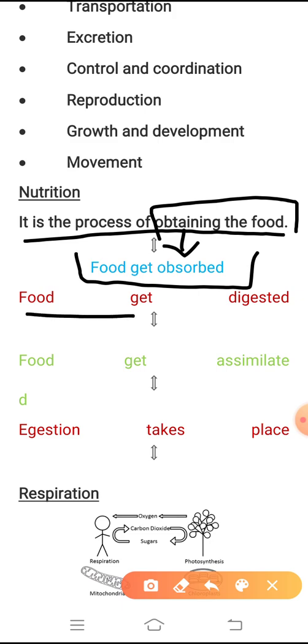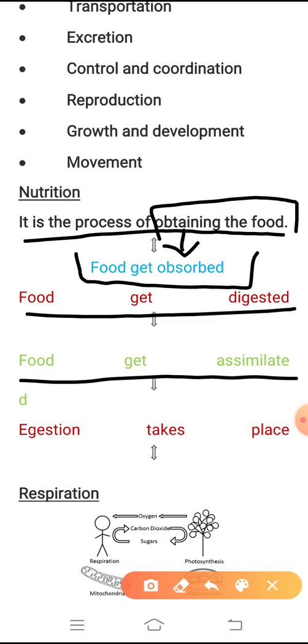The absorbed food gets digested. The digestion has to take place inside the body. Once the food gets digested, the food gets assimilated. What is meant by assimilation? Assimilation is how food is utilized, used to get energy out of it. I will repeat. Assimilation means how food is utilized to get energy out of food.